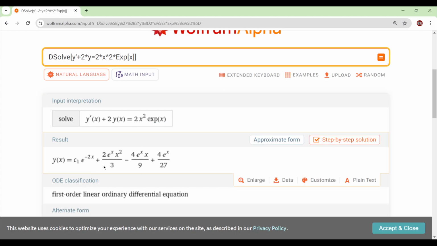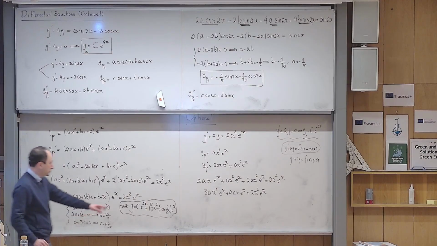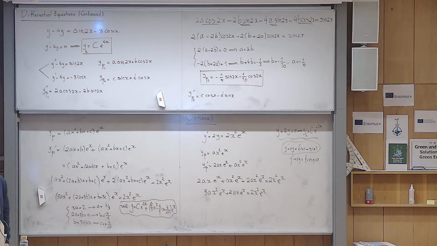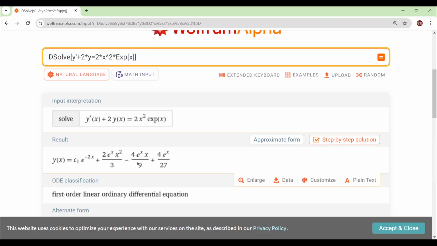Is that the answer we got? Yes? 2/3 x squared times e to the x. But of course in Wolfram Alpha you see this is multiplied. But that is correct. Do you agree? Yes. Yeah. 4/27 x is the last one, minus 4. Yes, everything is fine. So yeah, it was a little bit of a surprise that this will also work here.